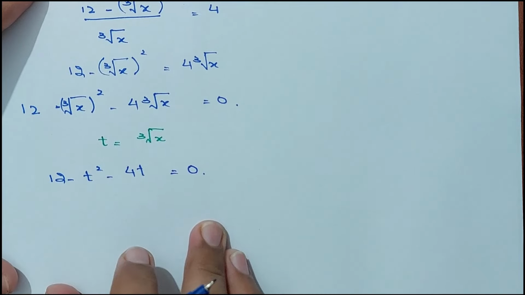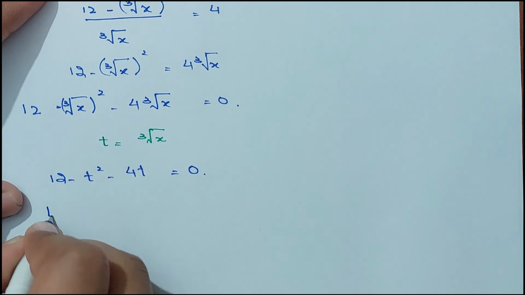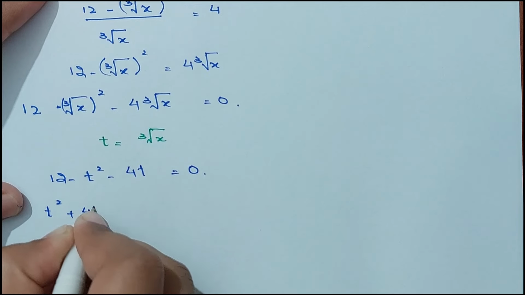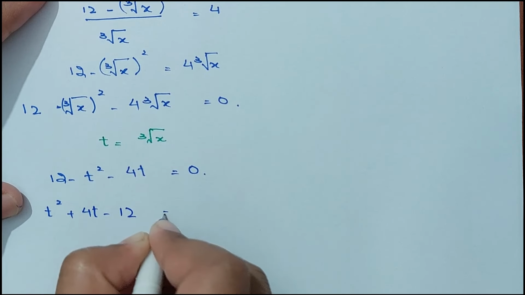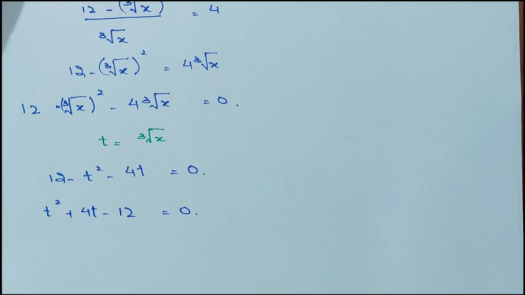This is a quadratic equation in the variable t. Let me take the negative sign common. So this would be t square plus 4t minus 12 equals to 0. Right. Now this looks like a quadratic equation in the variable t. Alright, now we can factorize it or apply the quadratic formula.